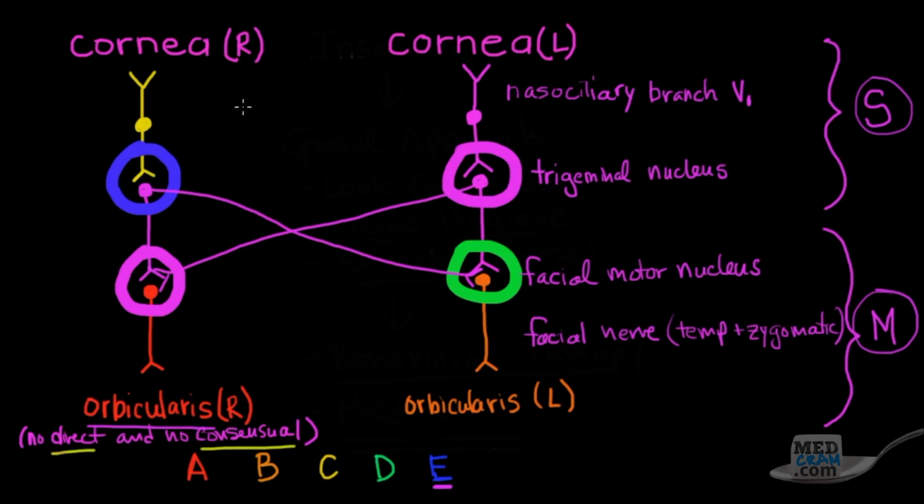Let's go to C. C would be a problem with the right nasociliary branch of V1. If we stimulated the cornea on the right, nothing would happen on either side because the lesion is here. If we stimulated the cornea on the left, everything would work fine. Again, we have a situation where everything is either working fine or not working at all. That would be a sensory, and in this situation, it would be consistent with that. However, these cannot be the answer choices because, again, we're supposed to be looking for something where the right doesn't work on either direct or consensual stimulation.